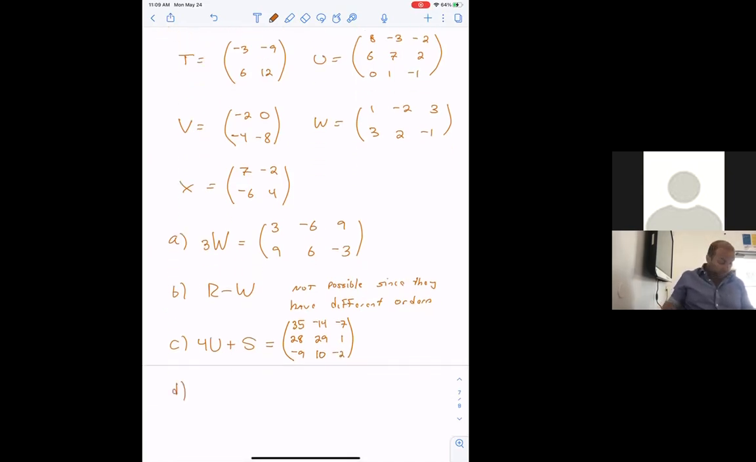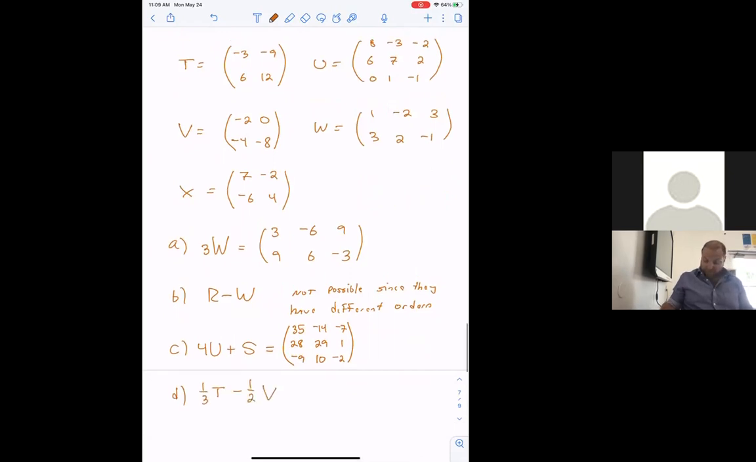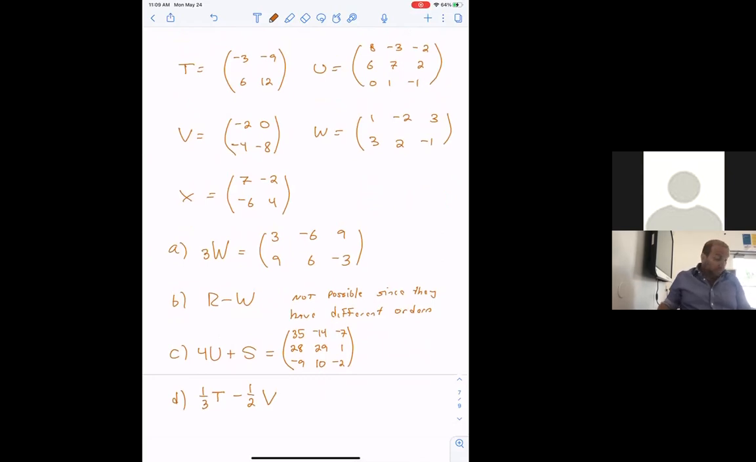And 4 times -1, -4 plus 2 is -2. And then for D, we have 1/3 T minus 1/2 V. So before I do the math, T is 2 by 2, so 1/3 of that is still 2 by 2 because it's just 1/3 times each element. V is 2 by 2, 1/2 of that is still 2 by 2, so I can do it. And this one, because I anticipate maybe some fractions, no fractions, but still, just not take the chance of making a silly mistake.